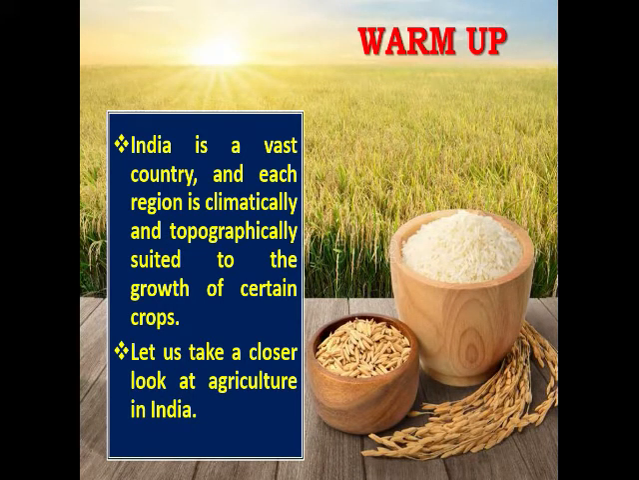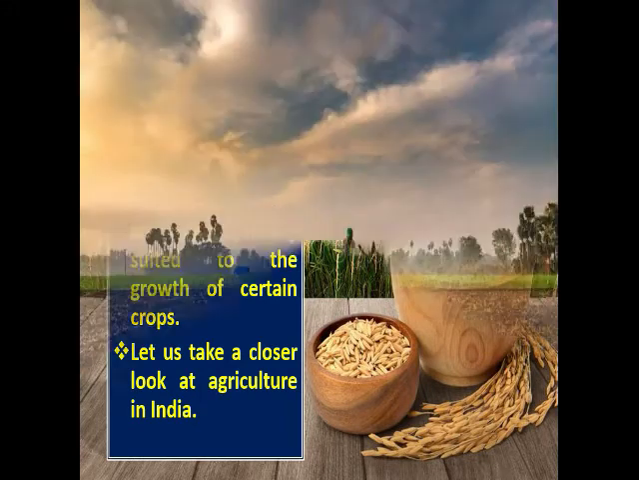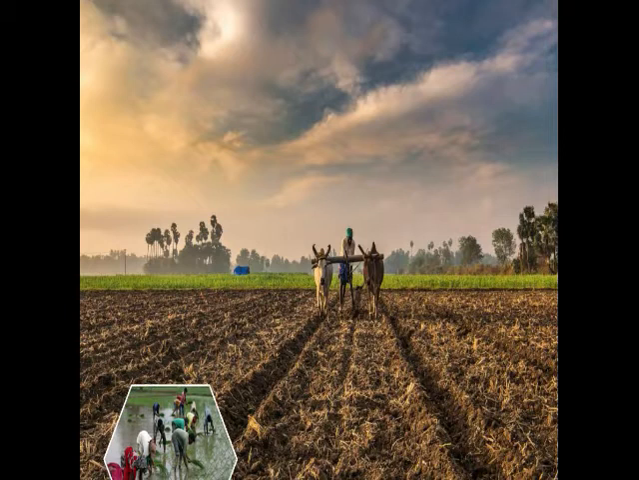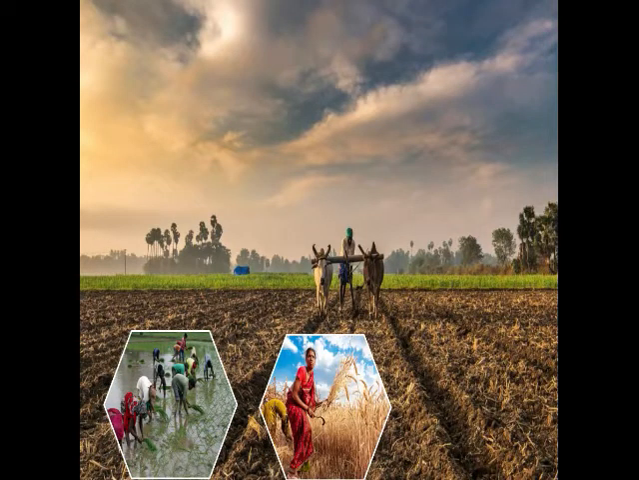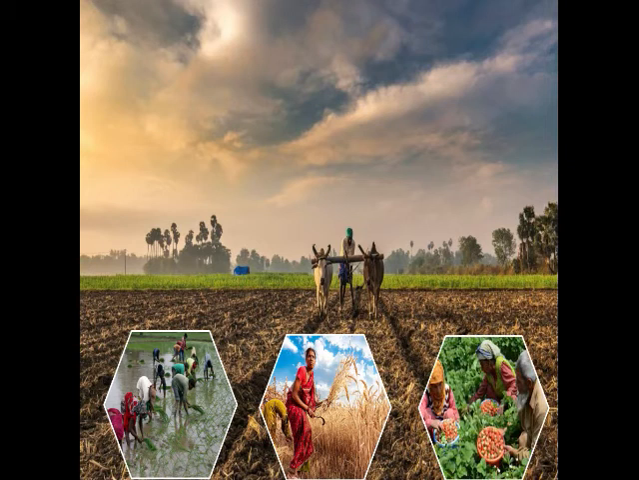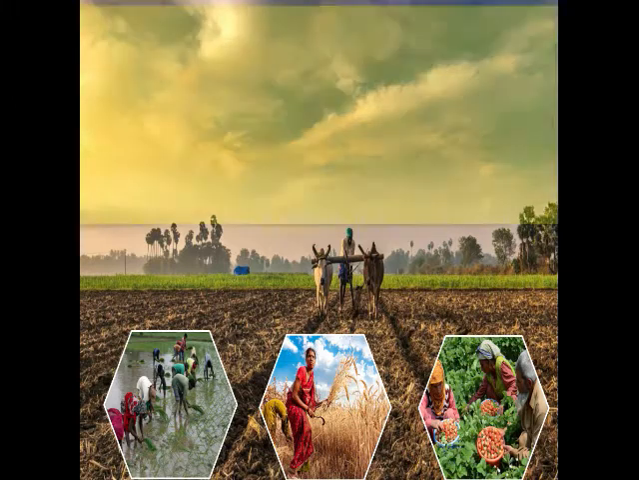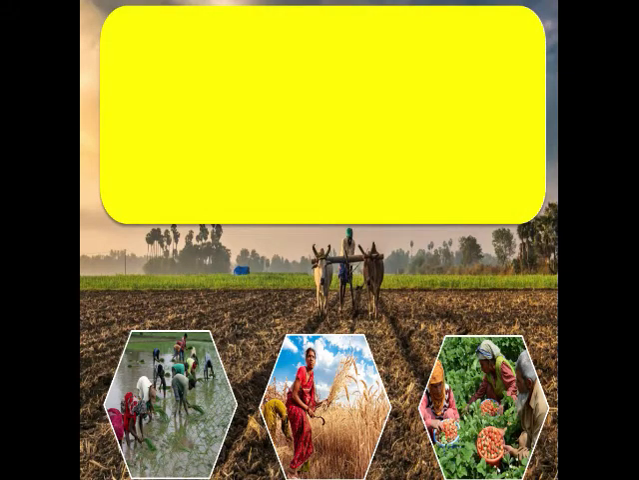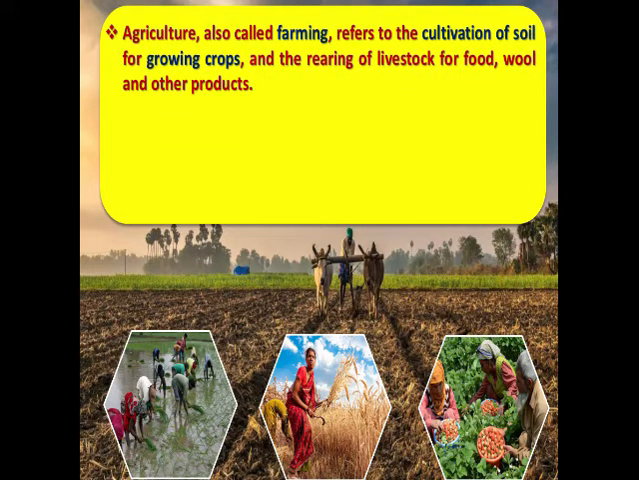So why is agriculture so important? Agriculture plays a critical role in the entire life of a given economy. Agriculture is the backbone of the economic system of a given country. In addition to providing food and raw material, agriculture also provides employment opportunities to a very large percentage of the population. Agriculture, also called farming, refers to the cultivation of the soil for growing crops and the rearing of livestock for food, wool and other products. It is one of the oldest activities known to humans.